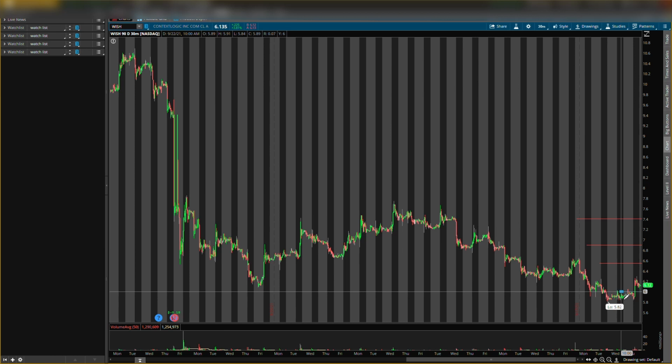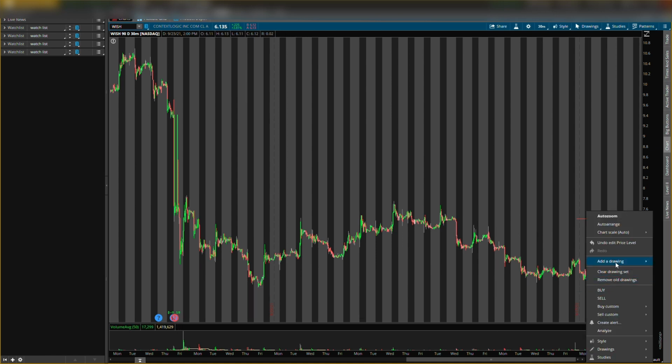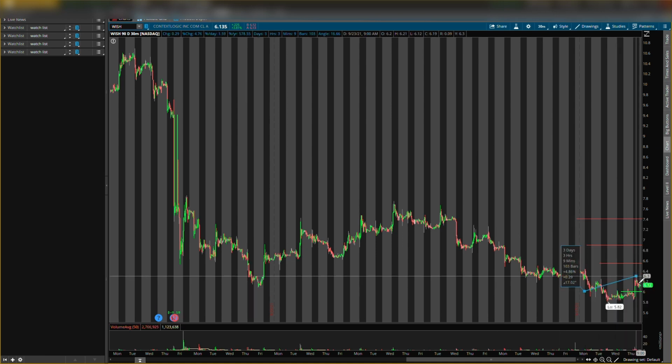$6. Let's turn that green. Okay, so this is how we play it. Say we buy at six. First resistance is around 6.55. If there's a lot of resistance that comes in here, I'll probably sell about 30 to 40% of the position, right? Get about a 9% gain, let it fall, and put that position back in.